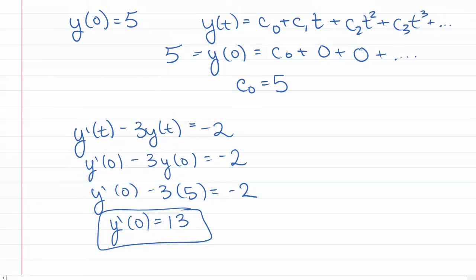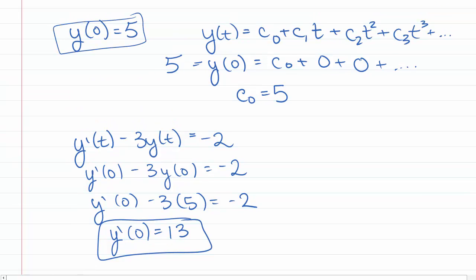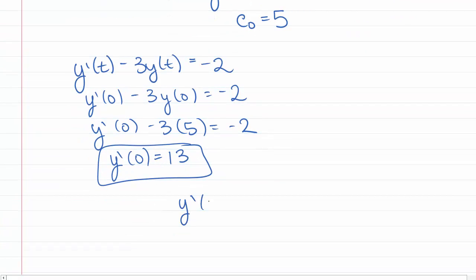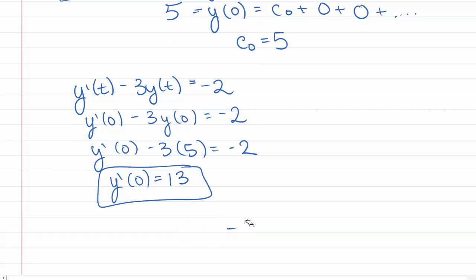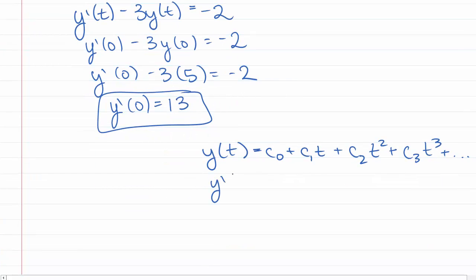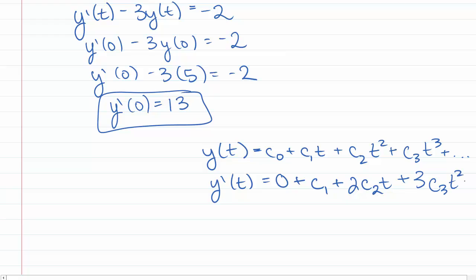But just like when we knew that y(0) is 5, this is going to allow us to find a coefficient. Now we can take the derivative of our power series. Maybe let's write that out one more time. So we can look at y(t) = c0 + c1 t + c2 t^2 + c3 t^3 + .... Now we can take that derivative. y'(t) is going to be 0 + c1 + 2c2 t + 3c3 t^2 + .... And so we know that y'(0) is 13, and also that it is 0 + c1 + a whole bunch of zeros. So c1 has to be 13.